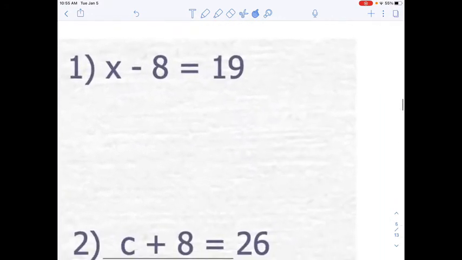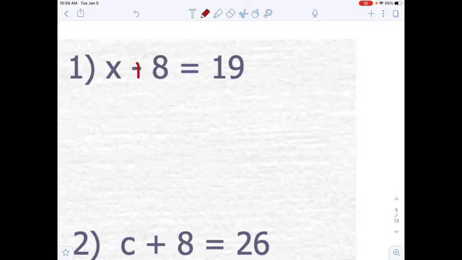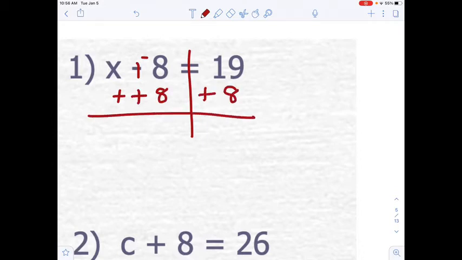So to practice, write this one down in your notes: x minus 8 equals 19. There's subtraction, so I'm going to add up. Draw my line down my equal sign. Again, I'm going to add the opposite to both sides. So I'm going to add the opposite of negative 8, which is positive 8. Remember, I'm getting x by itself. So I'm adding positive 8 to both sides, which is the same as adding.